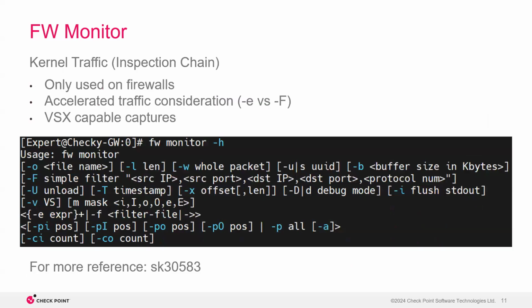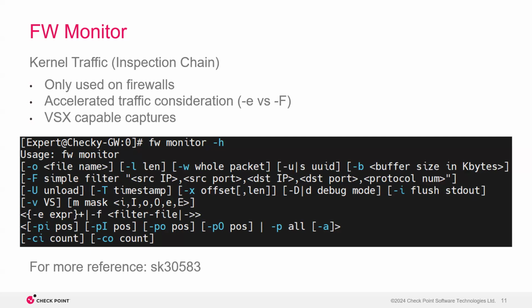Other one here, FW monitor. Like it says here, it's kernel traffic, the inspection chain. So you see some post-inbound, pre-outbound, things like that. I'll show you what those look like in a second. This is only on your firewalls, though. You can't run this on your management server or your random Linux machine in your back closet there. This is just on your firewalls.